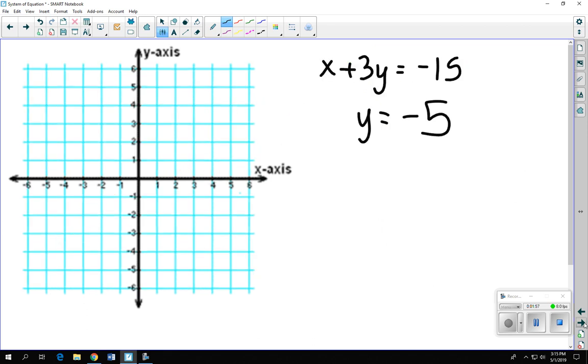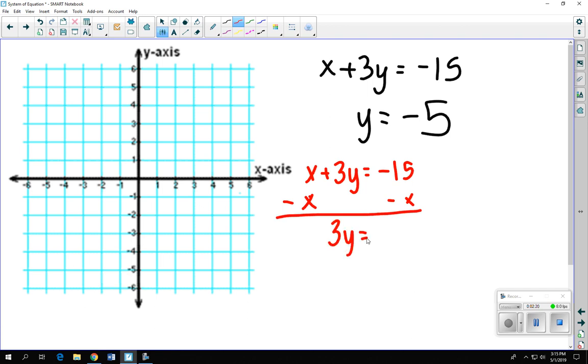If I look at the second graph here, I have x plus 3y is equal to negative 15 and y equals negative 5. If I focus on that first equation, it is not in y equals mx plus b form. So I am going to go ahead and convert it. The way that I am going to do that is I'm going to isolate the y by itself. So I'll have 3y is equal to negative x minus 15, and I'm going to divide it all by 3. So my new equation is y equals negative 1/3 x minus 5. And that's a lot easier for me to graph.